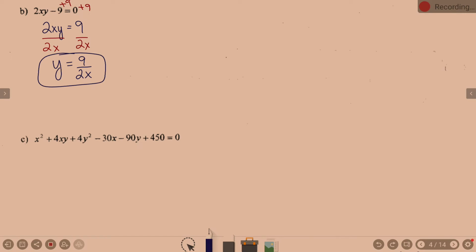Okay, so what is this 9 divided by 2x thing? It's a hyperbola. It is a hyperbola. And let's see. Oh, well, okay. I guess it won't really matter.